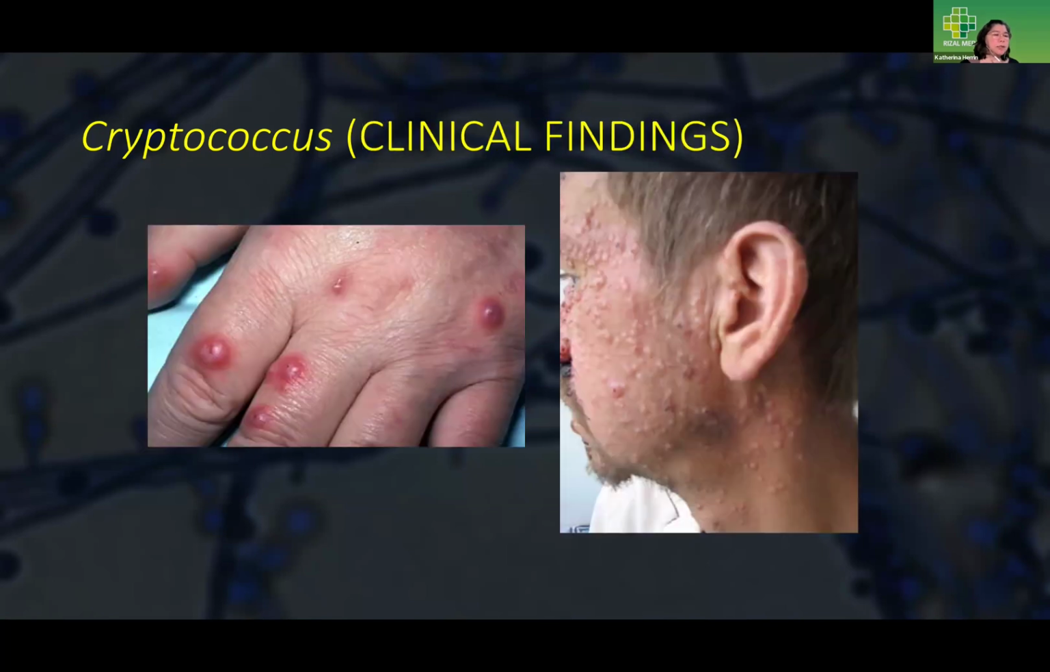There may be skin lesions, but chronic meningitis, which can resemble brain tumor, brain abscess, degenerative CNS disease, or TB meningitis, is the major clinical manifestation. The course of cryptococcal meningitis may fluctuate over long periods, but untreated cases are ultimately fatal.